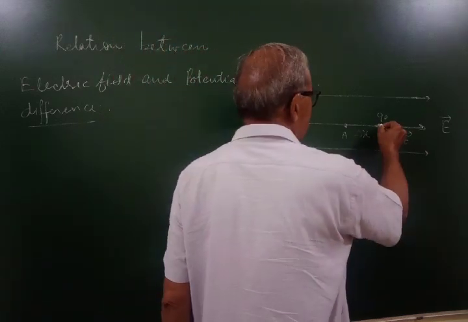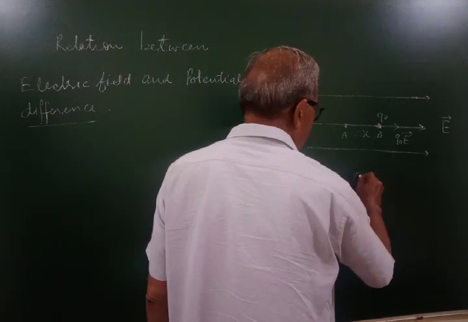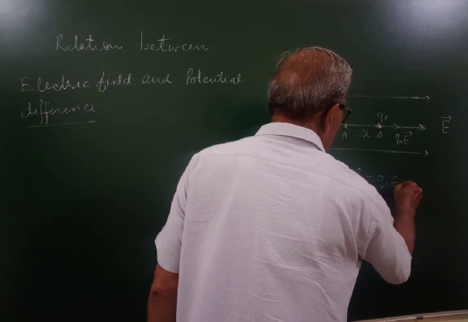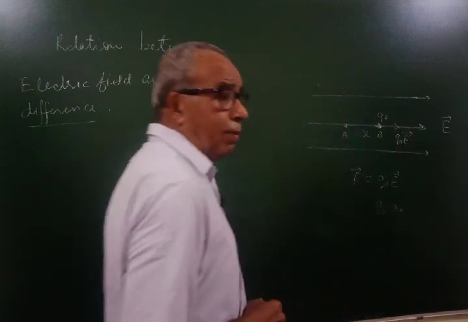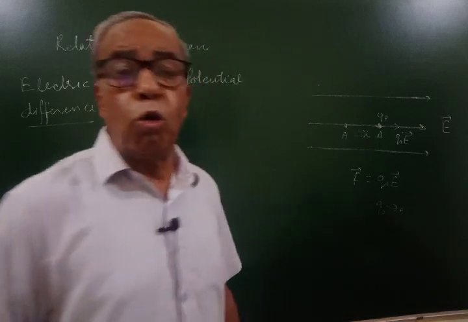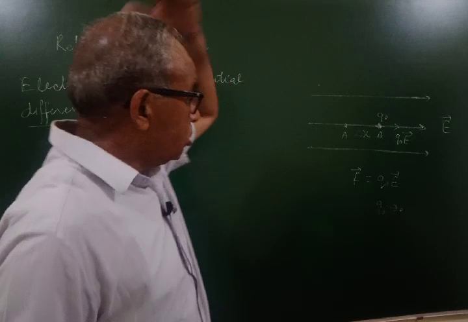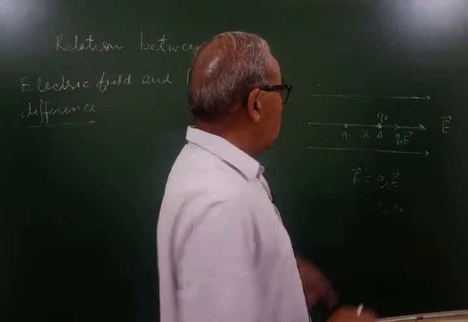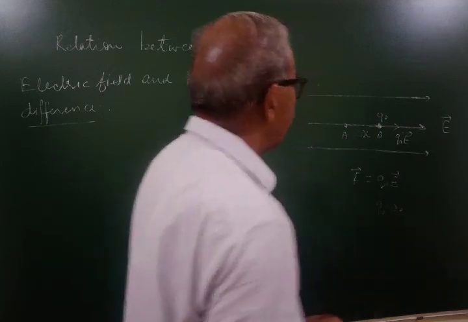If we have a charge Q0 at point B, then the force acting on it is F equal to Q0 into E. Q0 is a very small charge, so that it does not affect the uniform field. I have told you, tending to 0 means so small that its field is not significant here, but it experiences force Q0 into E. Now if we move this charge Q0 from B to A, work has to be done.